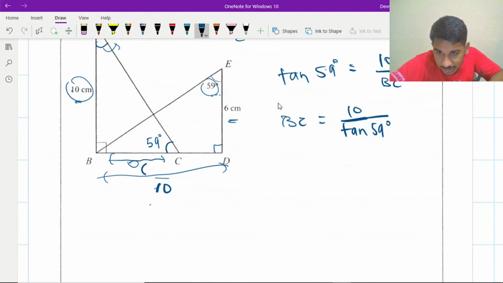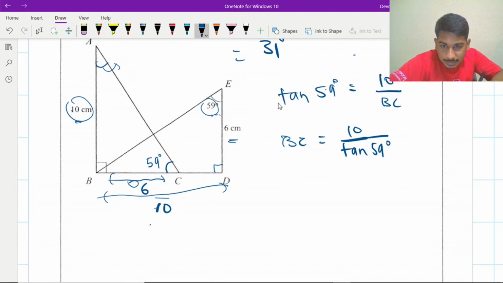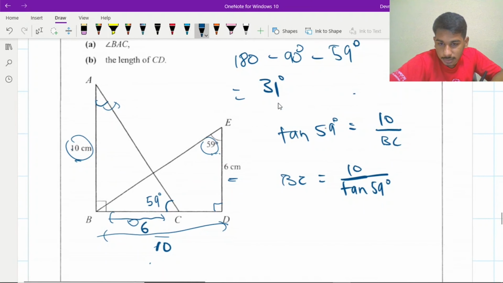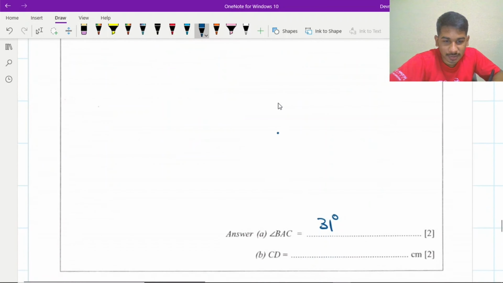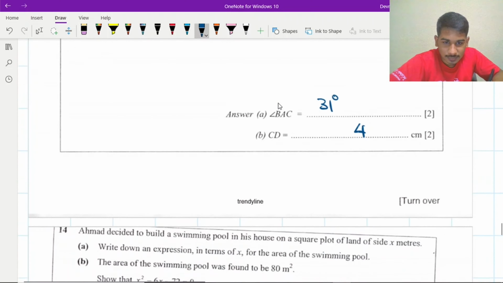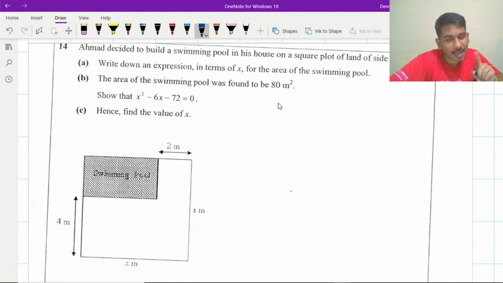So we know this is 6. BC is going to be 6. And then, so done. CD is just going to be 10 minus 6. I should have not bothered with trigonometry. So it's going to be 4 centimeters. Did we learn? Oh, we didn't learn. Yeah, trigonometry wasn't taught till like sec 2 end.